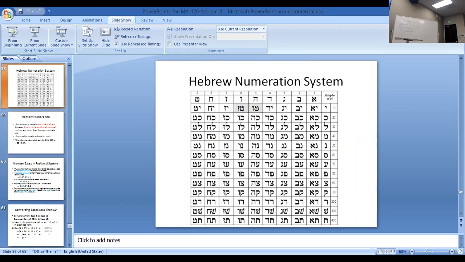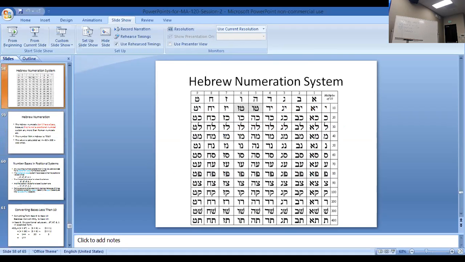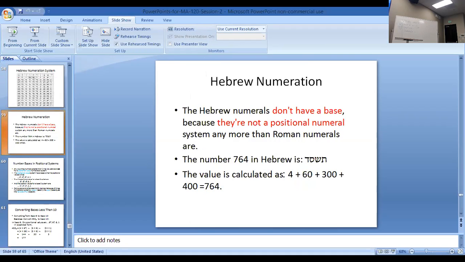Hebrew numeration system, again, is based on the Hebrew alphabet. They assign numbers to it. The Hebrew numerals don't have a base. They don't have a positional numeral system like the Roman numeral system. But for example, the number 764 in Hebrew is that Hebrew value that you see. In order to calculate, you find the value of 4, value of 60, and value of 700 from this table, and then just add them together, you get 764.